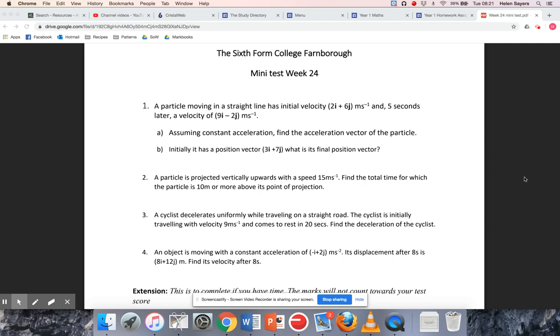Okay, so question 1, I'm given an initial velocity, I'm told time is 5 seconds, and I'm given the final velocity after those 5 seconds, and it says that I can assume constant acceleration. So that means I can use my Suvat equations.